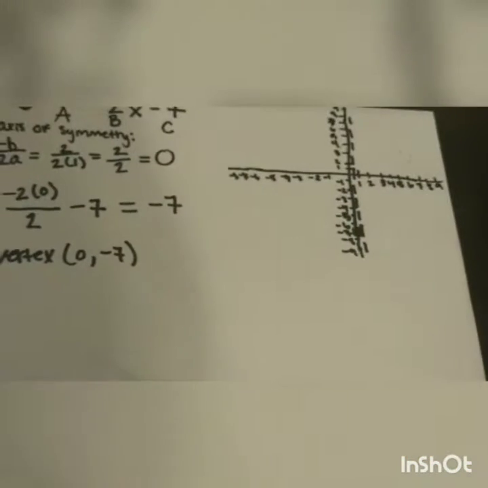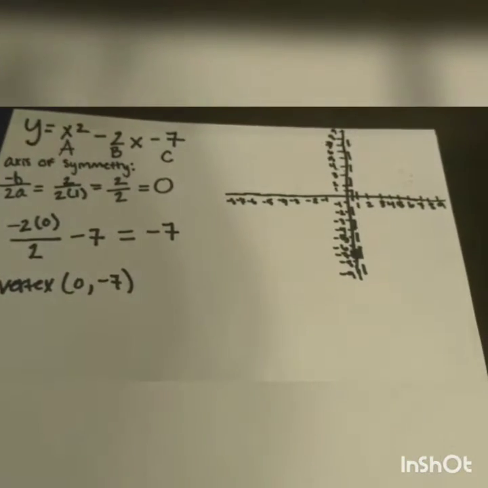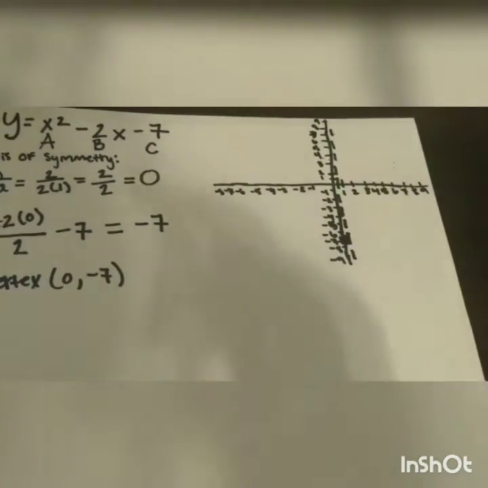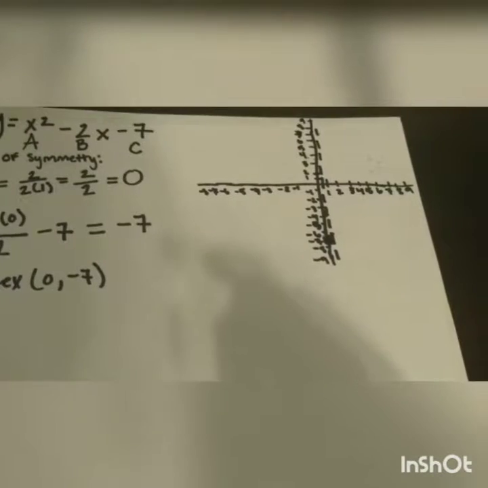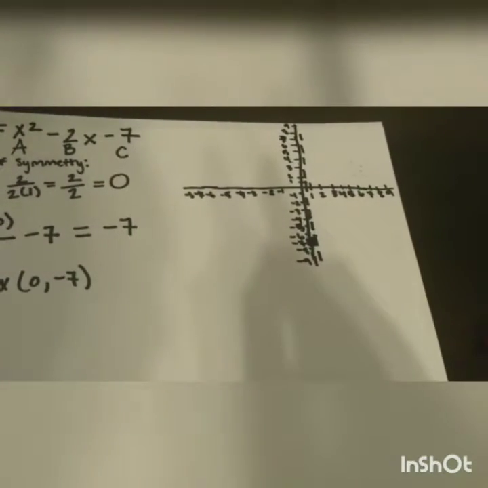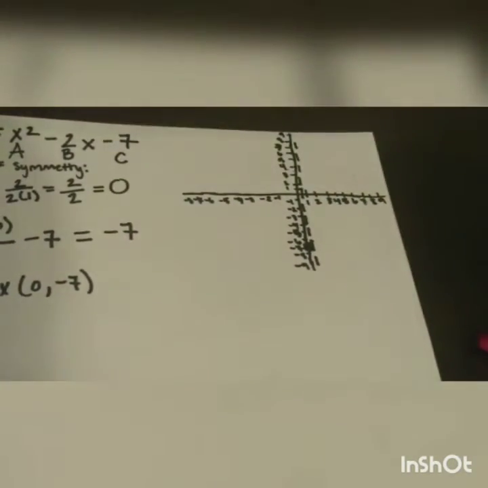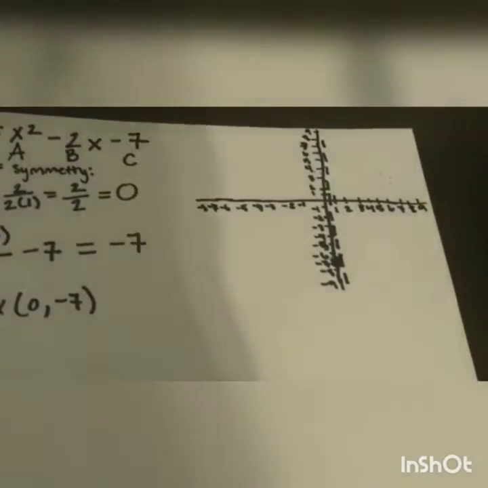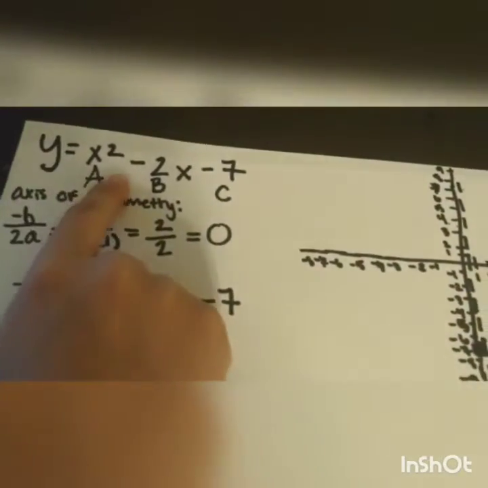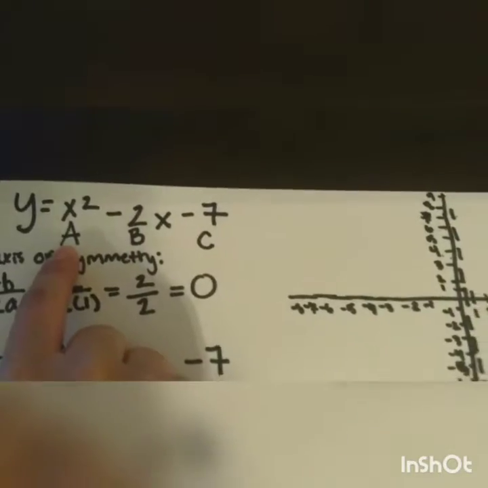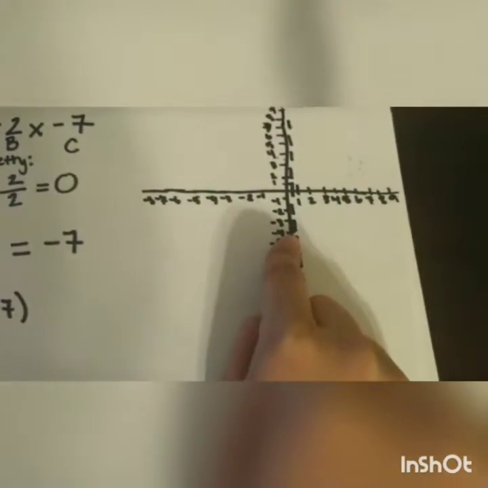Now you're able to tell if your parabola is opening up or down based off of a. If a is positive, the parabola opens up, and if a is negative in the equation given to you, then it opens down. Because in our equation a is positive, we know that the parabola we're going to graph here is going to open upwards.